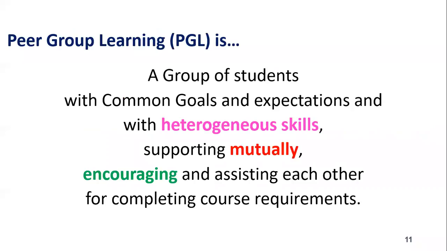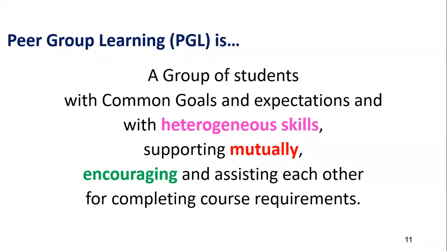And this is another definition for peer learning, peer group learning. A group of students with common goals and expectations with heterogeneous skills. Heterogeneous means multi skills, multitasking. Supporting mutually, encouraging and assisting each other for completing course requirements. This is another definition for peer group learning.